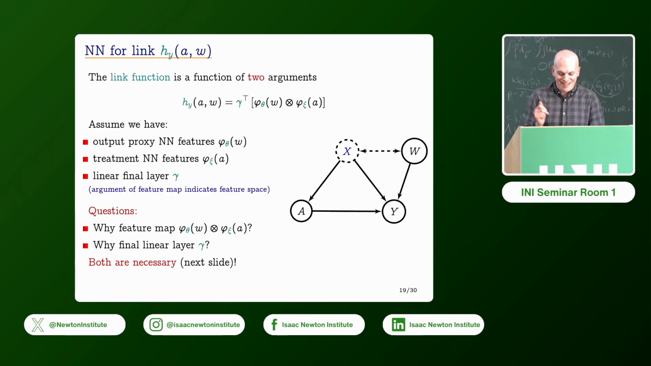So questions come up. Why this Kronecker product? Why not just have a neural net that takes in a and w and spits out the prediction? And then why the linear final layer? I've set up this mystery, so now we're going to explain why, finally.